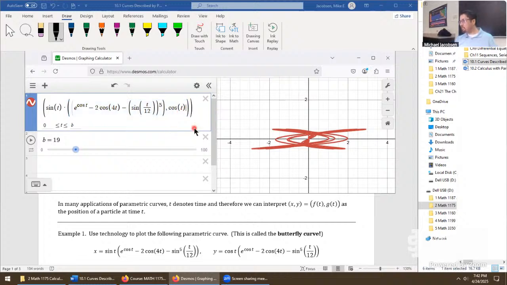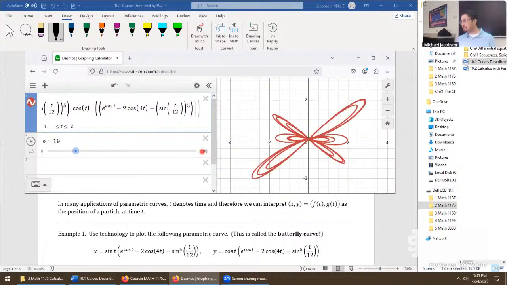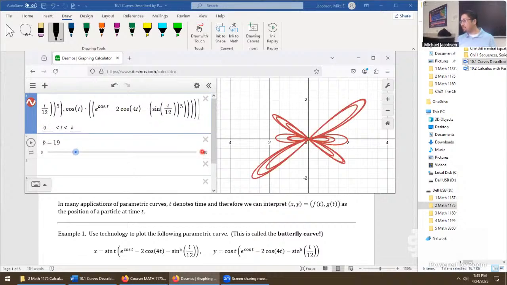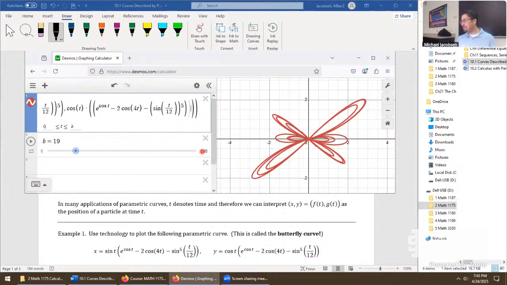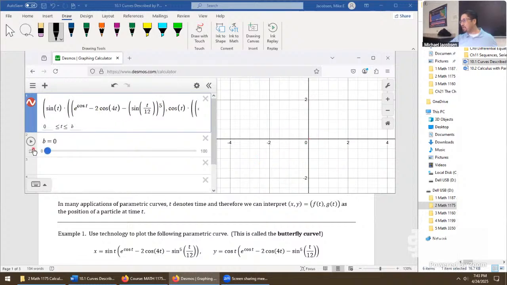Let me put in this next portion. I'm trying to copy paste this, but it's being kind of a pain. I think I can copy to there. Now for cosine t, go times. I think I got that parenthesis. Close all these parentheses. Hang on, I think I have some weird parenthesis mismatch there. And this is supposed to be the butterfly curve.